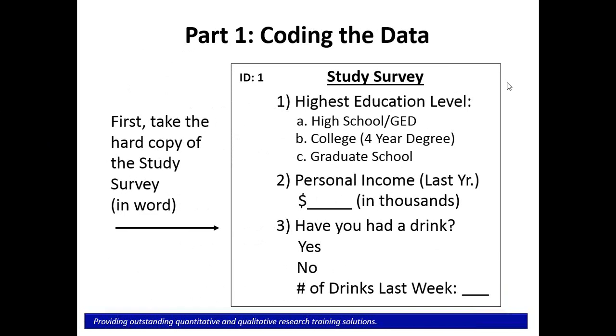Now pay attention, this is what they call a skip pattern, right? So if they say, have you ever had a drink of alcohol? And the study participant says no, there should be no response to the number of drinks last week. Because if you never had a drink of alcohol, you shouldn't have had any drinks last week. So again, that's called a skip pattern.